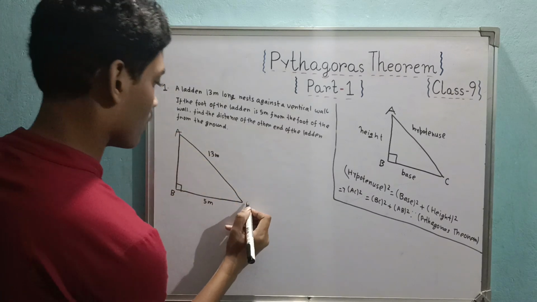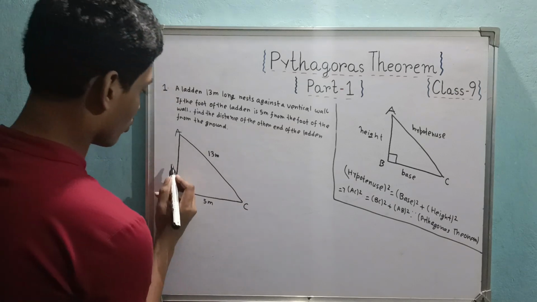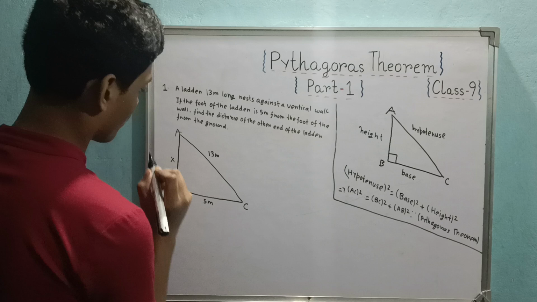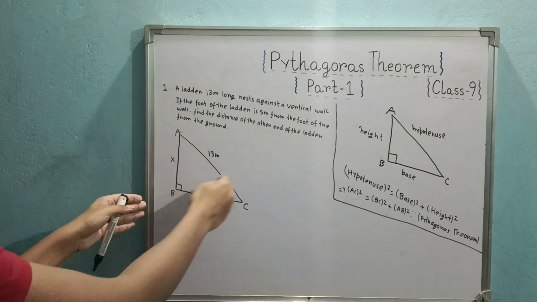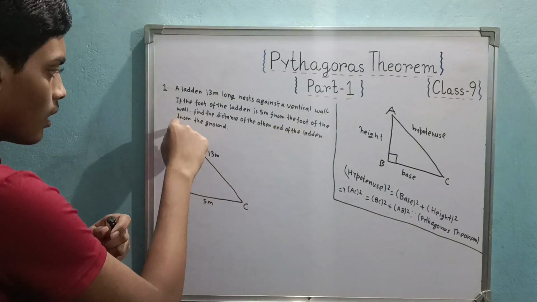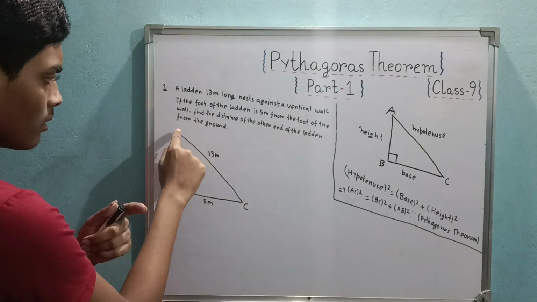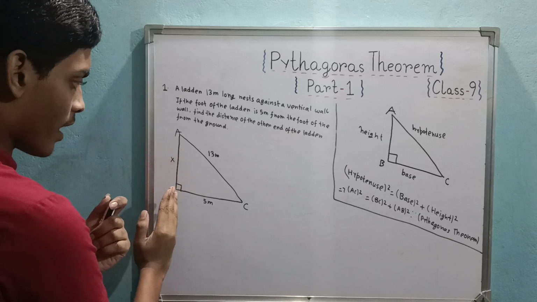A, B, C. So this distance we don't know. It should be X. So I hope you can understand how we frame the diagram. A vertical wall, against it a ladder is resting. The distance between the foot of the wall and the foot of the ladder is 5 meters. We have to find the distance between the other end of the ladder and the ground, the base. That is the distance we have to find.